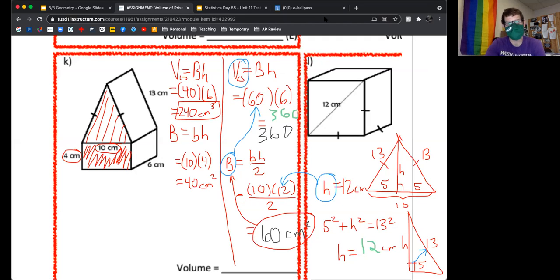All right, 360 it is. What's the unit? Centimeters cubed. And yeah, we have two of the same answers, so I'll just take that.